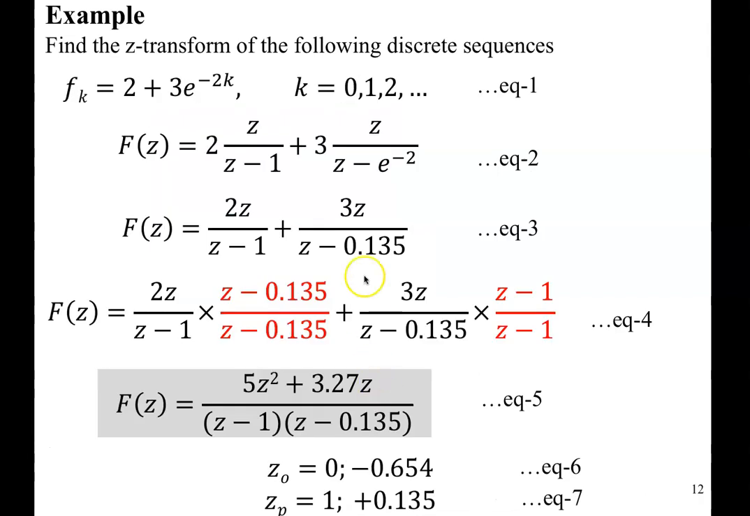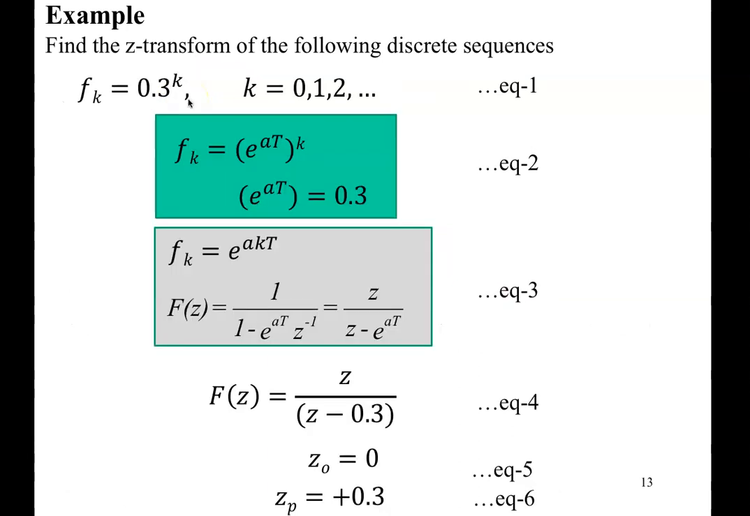Now, the thing I wanted to emphasize here is exponential functions. Exponential sequences in the time domain remain as exponential, but once you convert that into the Z transform, it becomes a number because the k doesn't exist anymore. E to the power of something is a number. Same goes here for this, 0.3 to the k.